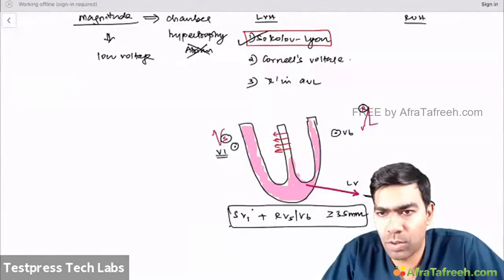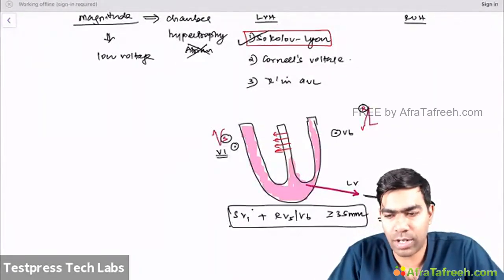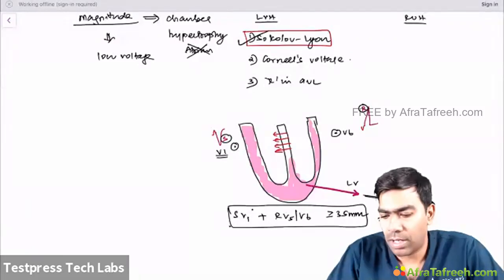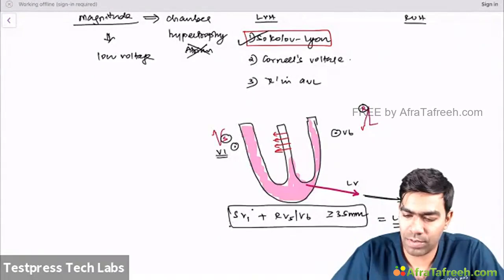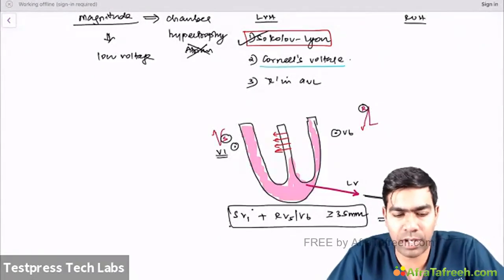So you are able to get it. So this is Sokolov-Levin criteria. Then we have the Cornell's voltage criteria. So what do you mean by Cornell's voltage criteria? You have a completely different set of criteria for this.